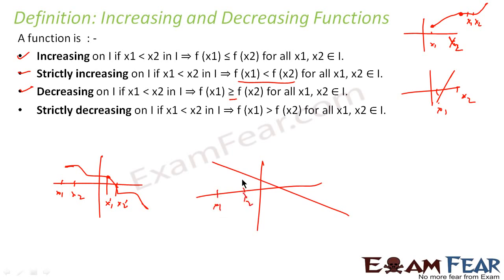In case of a strictly decreasing function, like this, you take any points x1 and x2, any points, then you'll find that f of x1 has to be more than f of x2. There is no equal to thing here. It is always f of x1 is greater than f of x2. This is nothing but a mathematical definition of increasing, strictly increasing, decreasing, and strictly decreasing function.